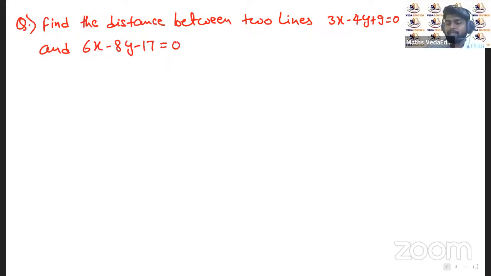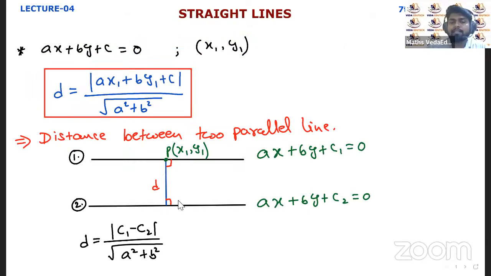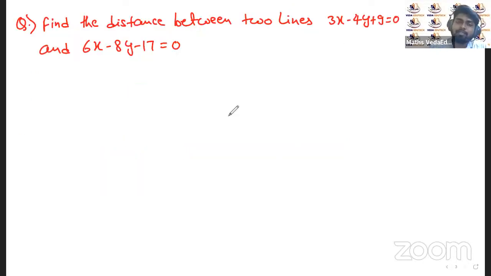Here we have two equations, ax plus by plus c1 equal to 0, and ax plus by plus c2 equal to 0. The coefficients of x and y in both equations should have the same value. If they are the same, there is no issue. If not, we need to make them the same. In the first equation, it's given 3x minus 4y plus 9 equal to 0, but in the second equation, it's given 6x minus 8y minus 17 equal to 0. So we need to make them the same.